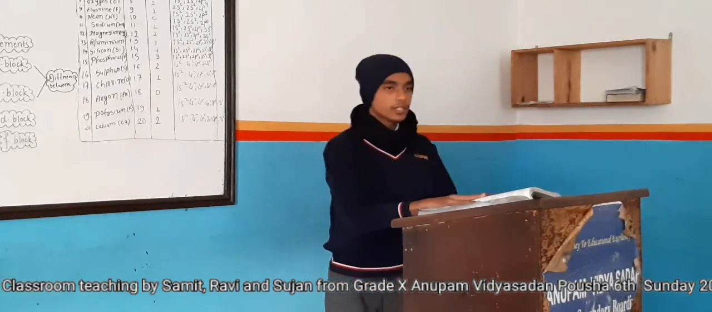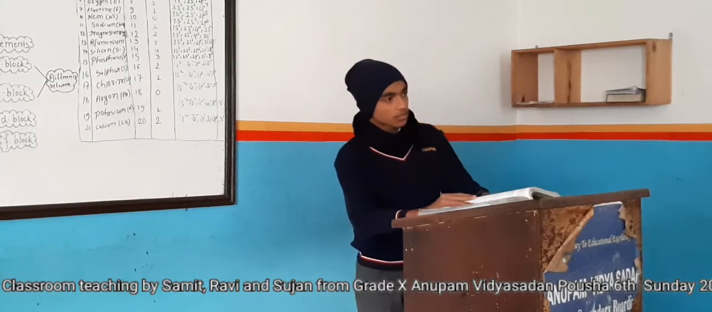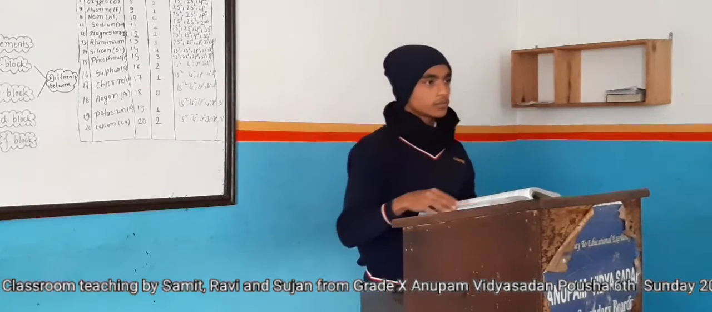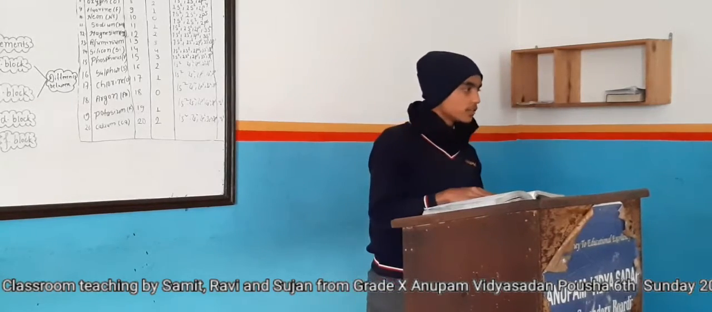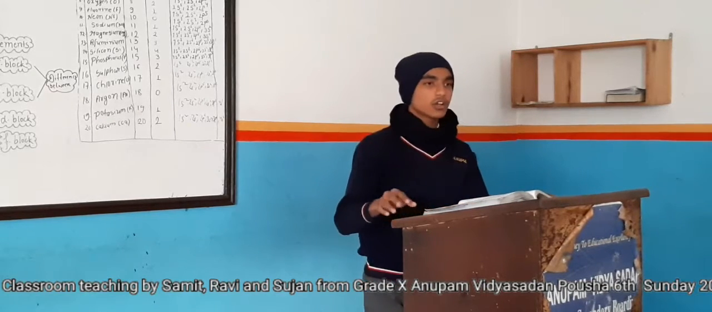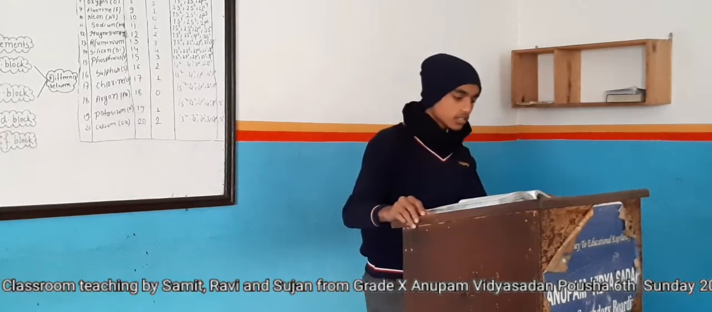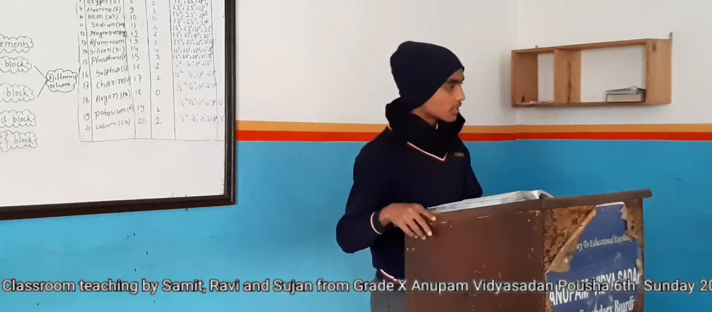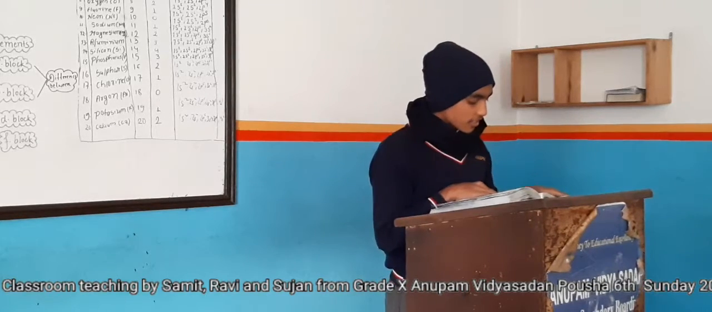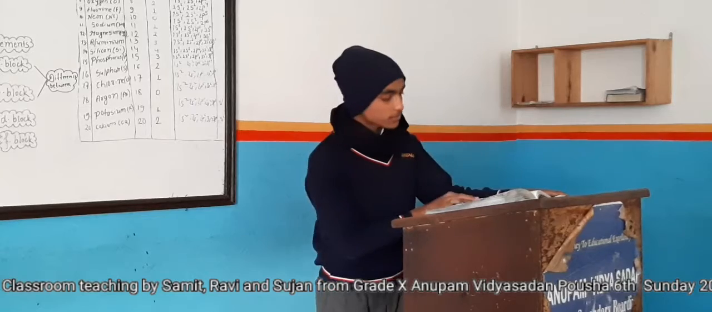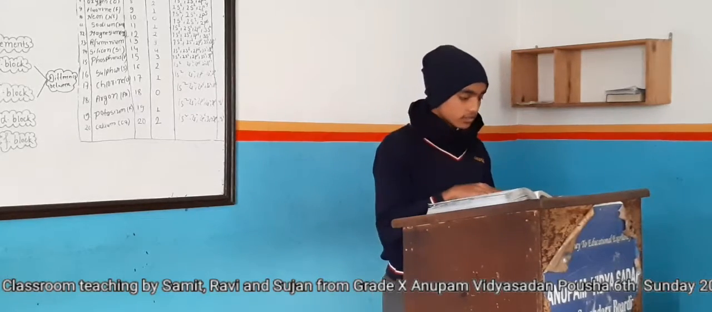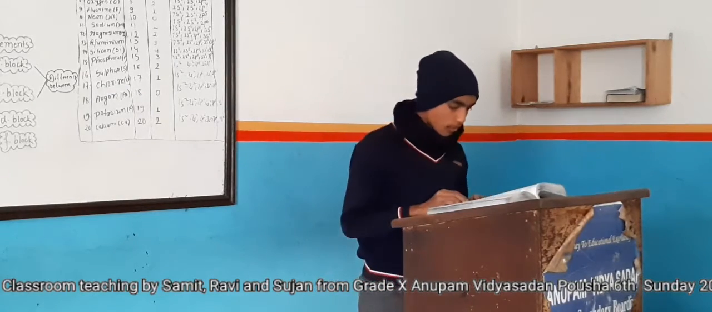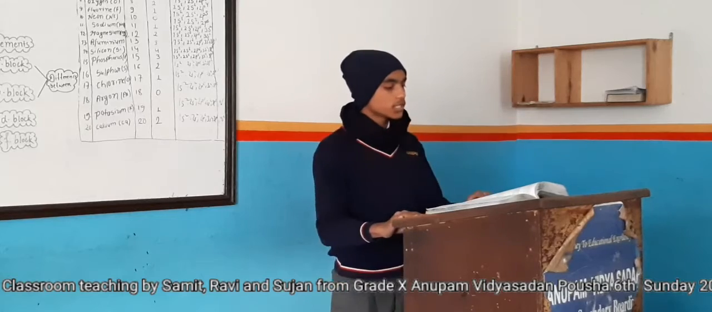D block elements. The d block includes elements of subgroups 3B, 4B, 5B, 6B, 7B, and 1B and 2B. The d block elements are also known as transition elements because they lie in the middle of the periodic table, between the s block and the p block. All of them are metals. Examples of d block elements are silver, copper, etc.